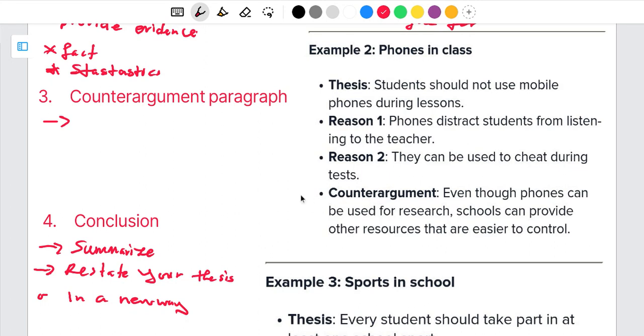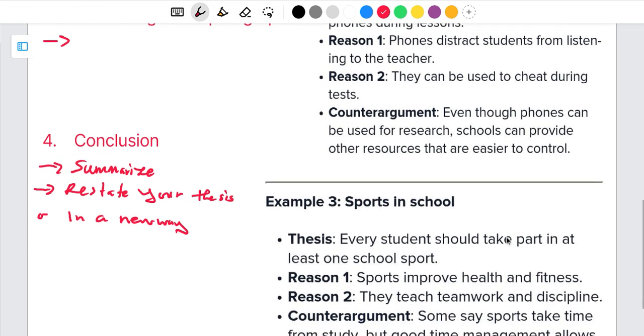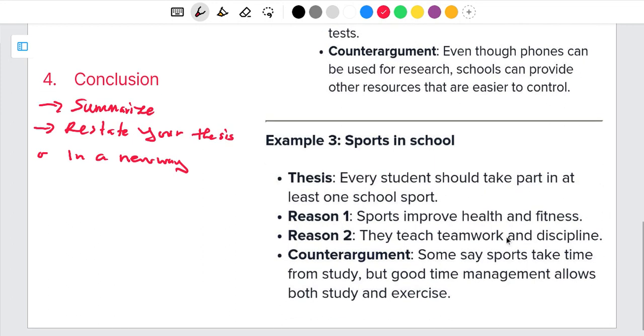Then when it comes to the part of counter argument, so even though phones can be, we know phones are very nice in terms of researching if you're using them nicely. So that's part of the counter argument. So even though phones can be used for research, schools can provide other sources that are easier to control in that way.